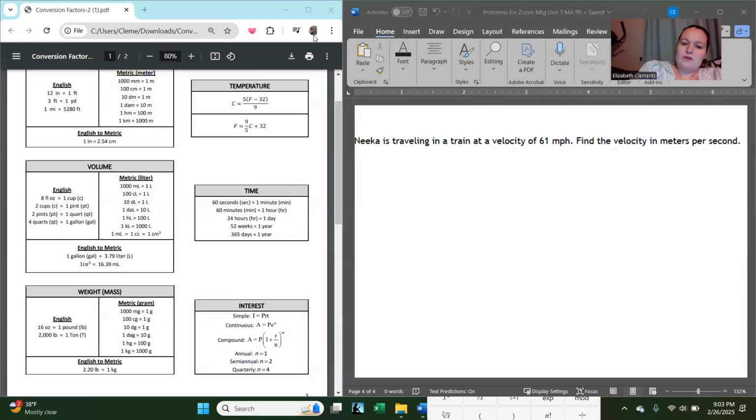Okay, so with our conversion, we're starting with 61 miles. I'm going to write miles because we're working with miles and meters, so don't get confused by the two M's. Miles per 1 hour. And we want meters per second. So first, I'm going to choose one to change. I'm going to go from miles to meters.